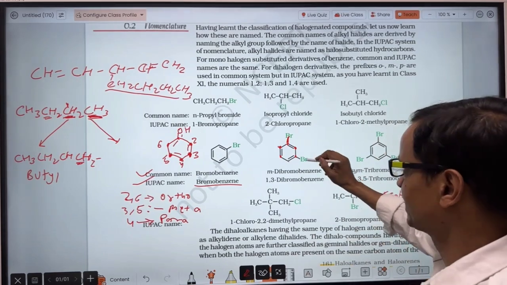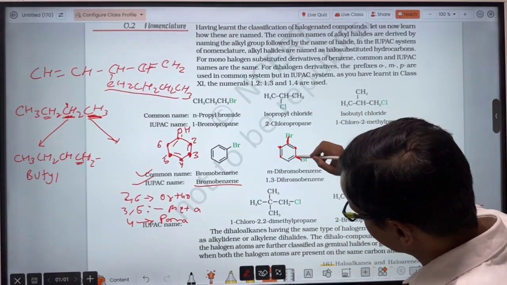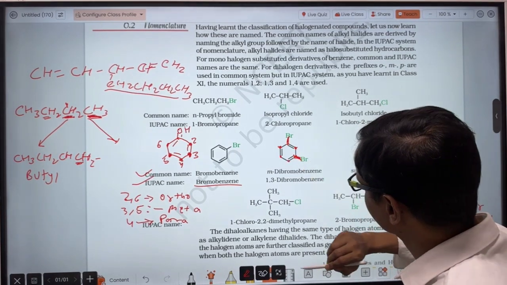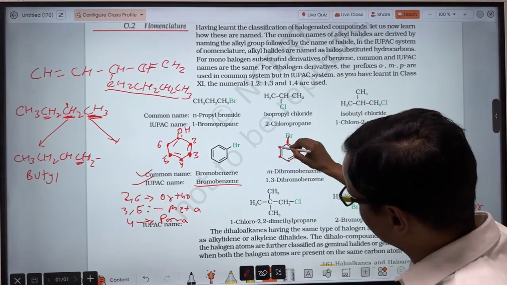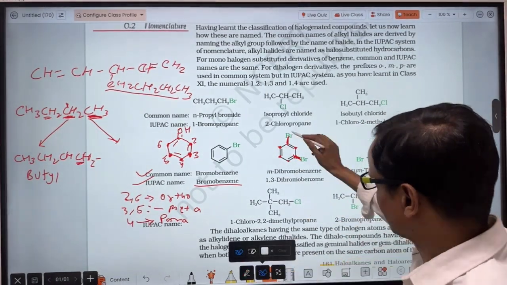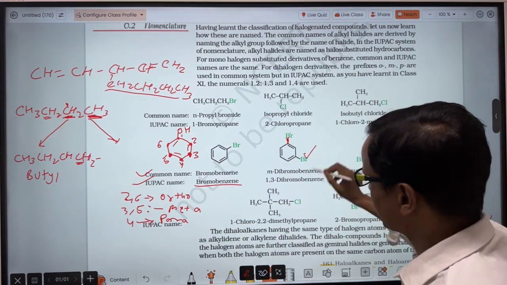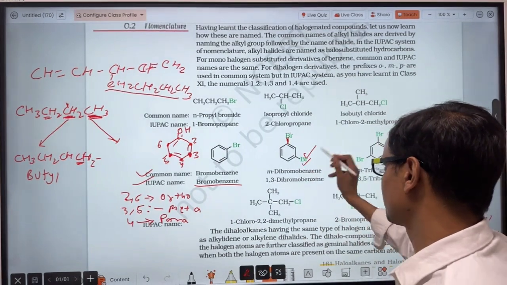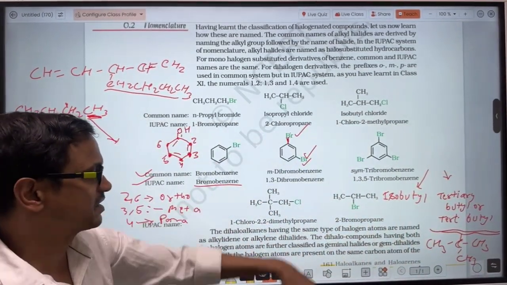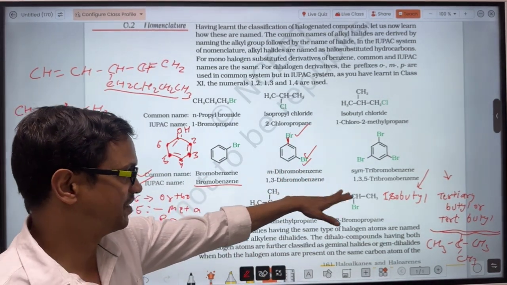So with respect to this bromine, the other bromine is at the meta position. And when you consider this other carbon, this one and this one will be ortho, this one and this one will be meta, and this one will be para. So with respect to this bromine, this one is at the meta position, and with respect to that bromine, this is at the meta position. So obviously we can say it's meta. So the common name will be meta-dibromobenzene.